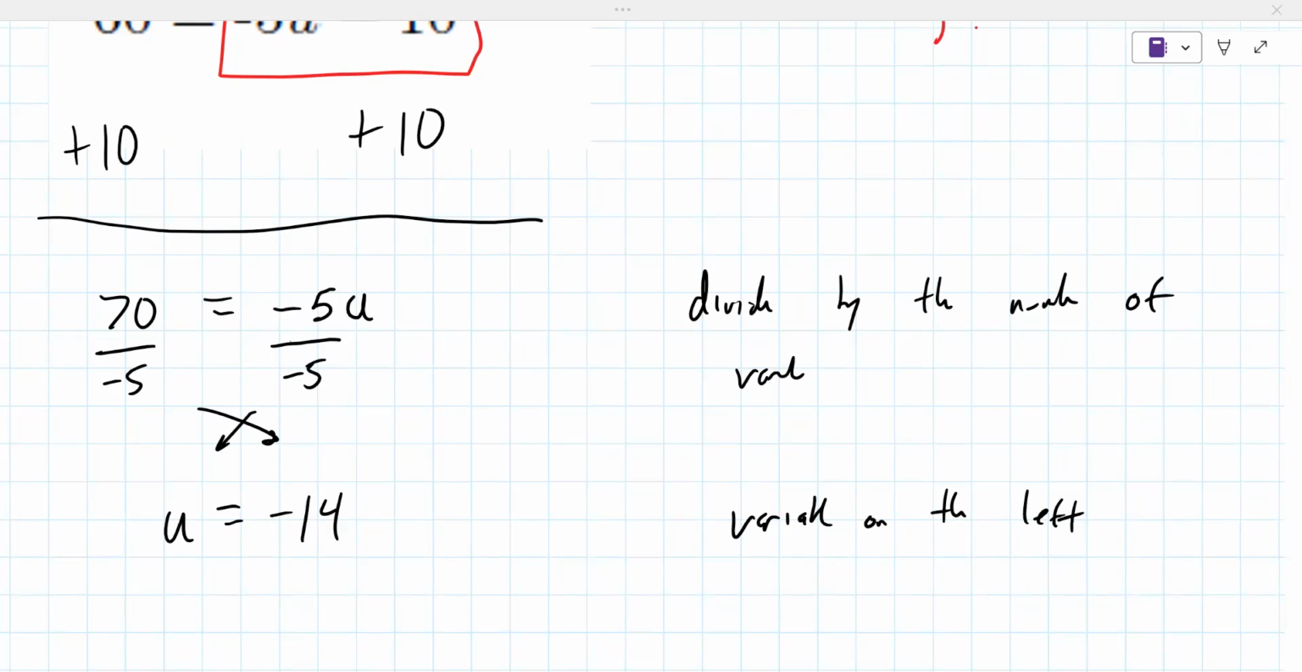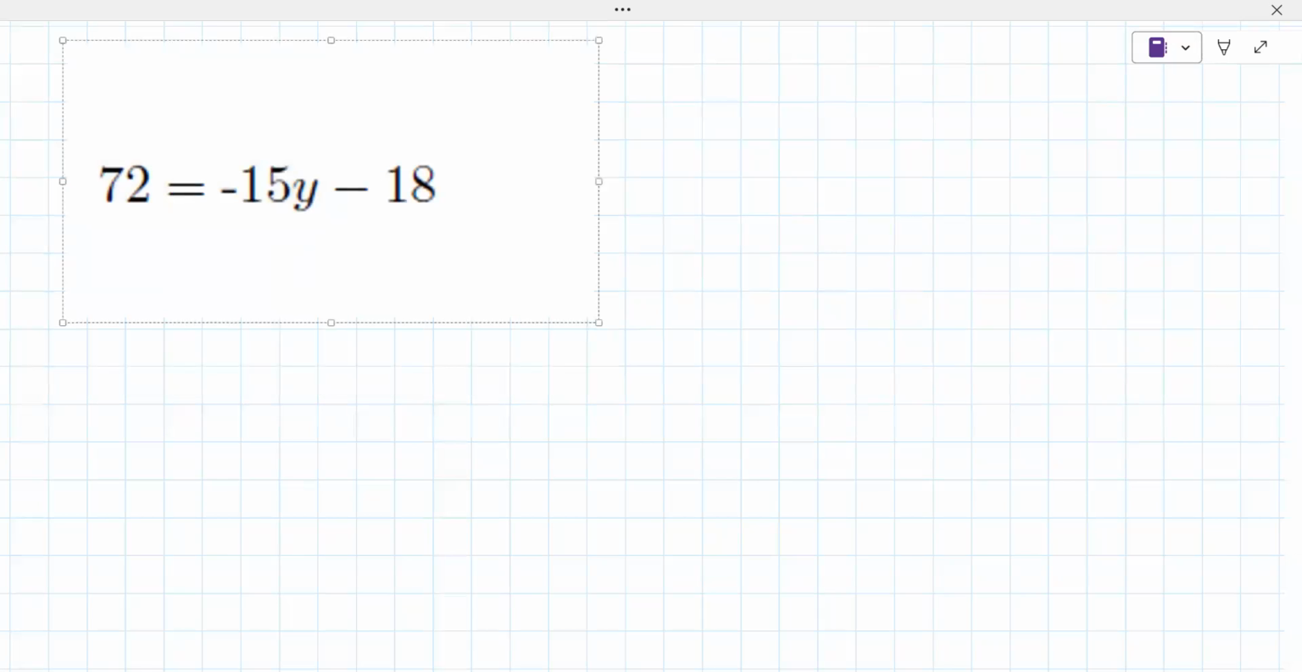All right, let me give you one to try here. I'm going to clear the screen this time, just to do something different. Go ahead and take a look at this one and let me know what you come up with.